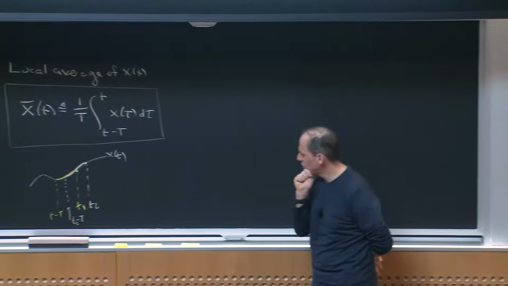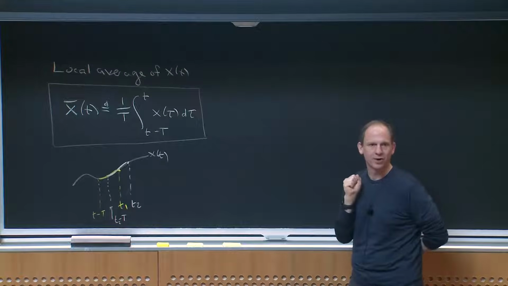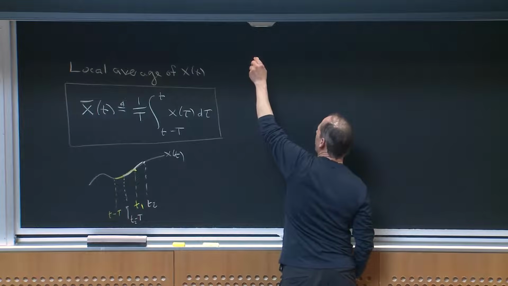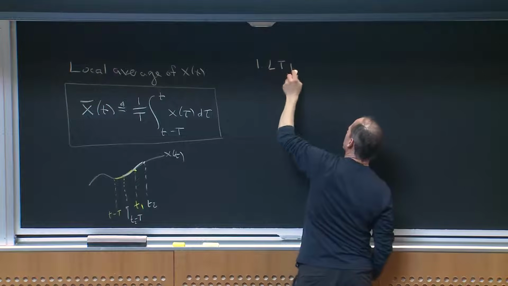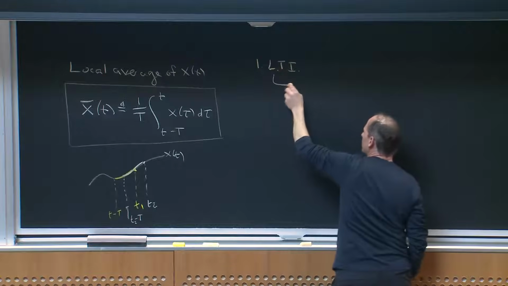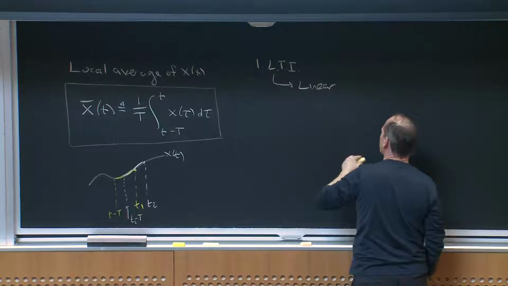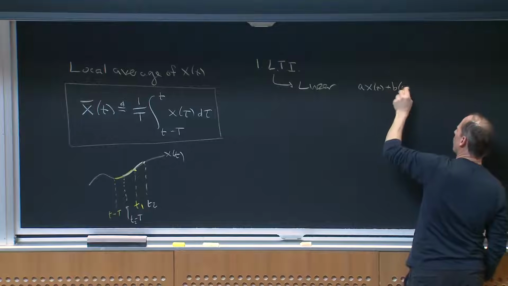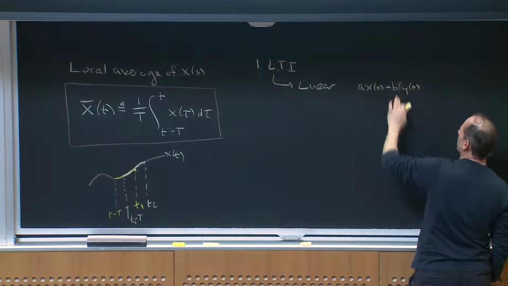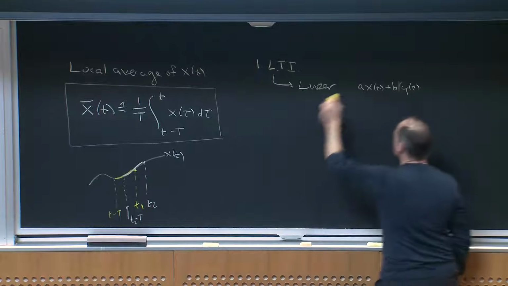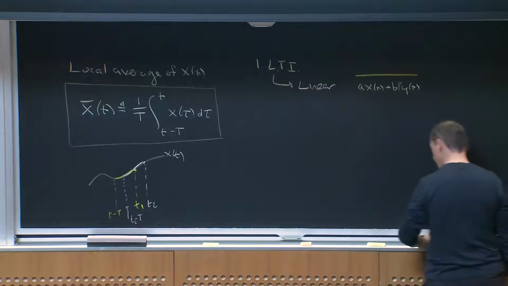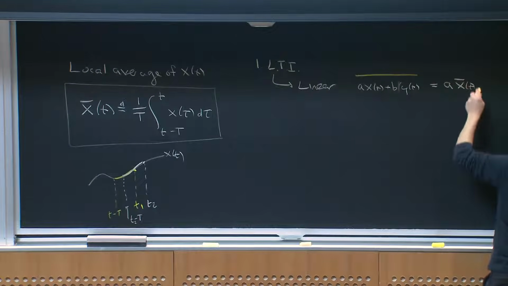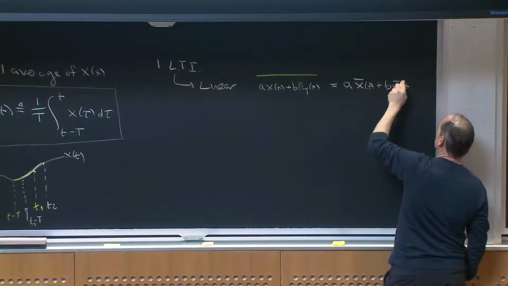Okay, so what are the properties of this operator? The first is that it's LTI, linear and time invariant. So when I say it's linear, I mean the following: if I took A times x of t plus B times y of t, and then I took the local average of this whole signal, what I would get is A times x bar of t plus B times y bar of t. Okay?